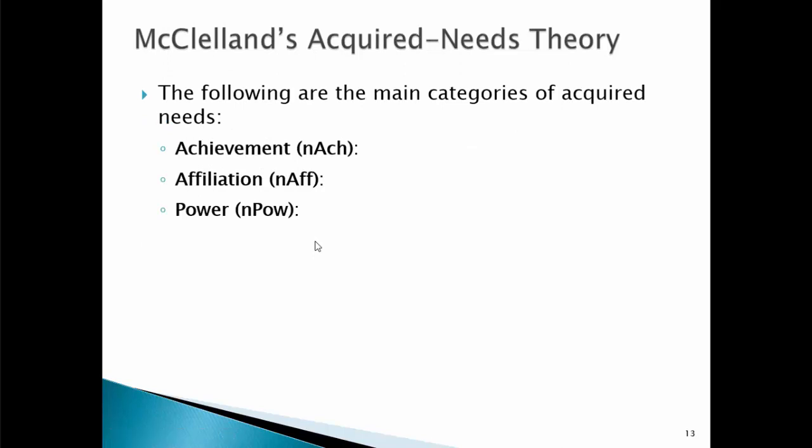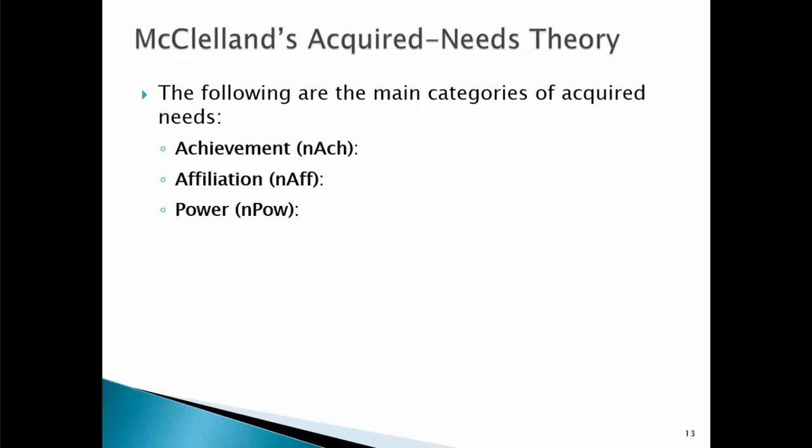There are also other theories that address achievement, affiliation, and power, such as McClelland's needs theory, which states that specific needs are acquired or learned over time and are shaped by life experience. The following are the main categories of acquired needs. Achievement: people with a high need for achievement like challenging projects with attainable goals and lots of feedback.